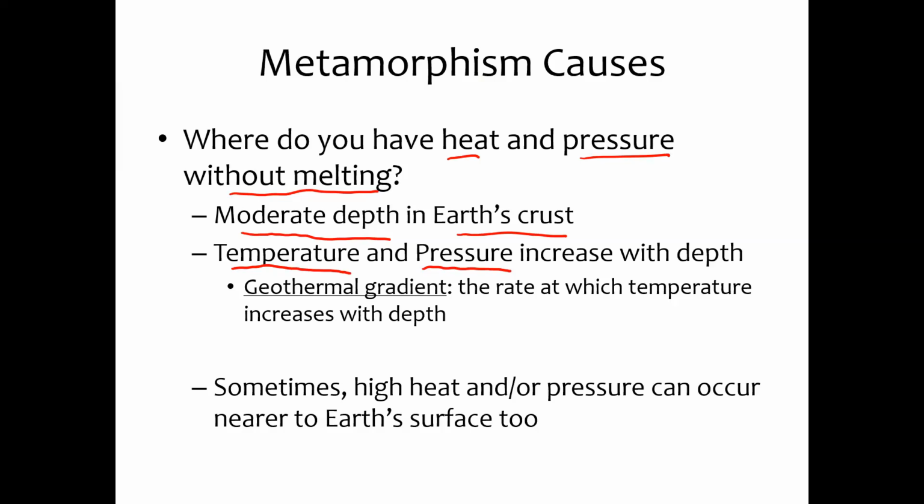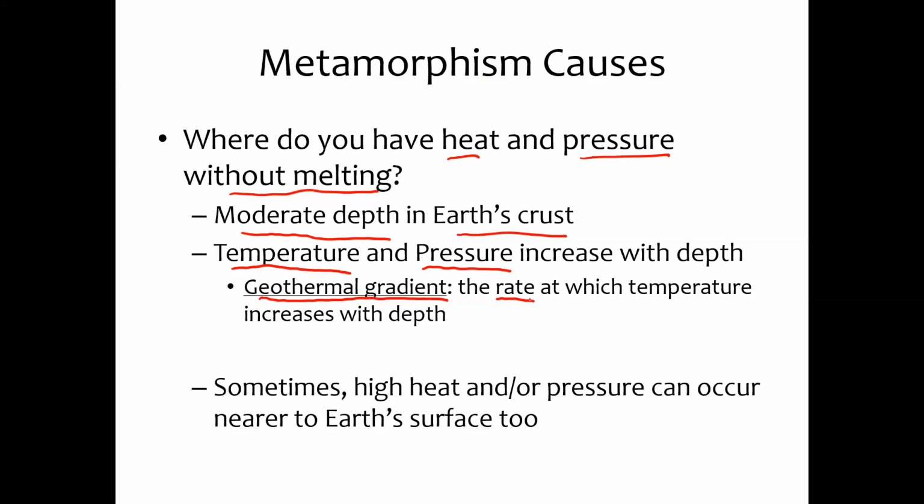This geothermal gradient, here's a good definition of it: it's the rate at which temperature increases with depth. Since we're talking about rates, and this is an important concept throughout science to understand, this means one thing changing as another thing changes, right? If we are talking about the rate at which your car moves, we can describe a velocity, miles per hour. So distance changing as time changes.